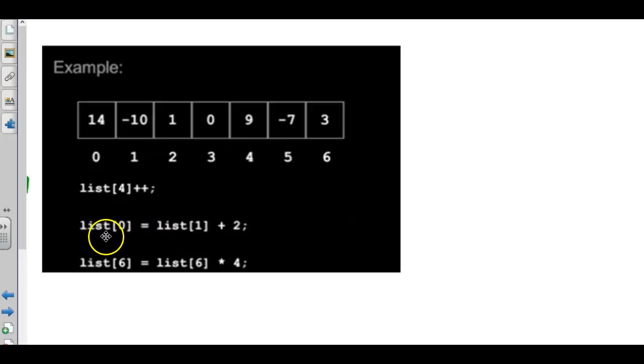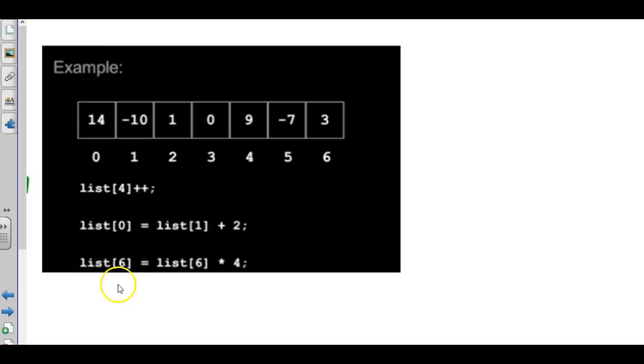Here I'm going to say that the box indexed at 0 is going to be set equal to the box indexed at 1 plus 2. So what happens is we do negative 10 plus 2, which gives us negative 8, and then we're going to put it in box 0. So swap out the 14 and make it a negative 8. So now it becomes a negative 8.